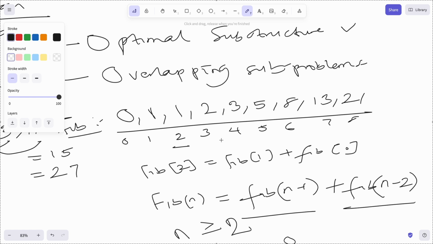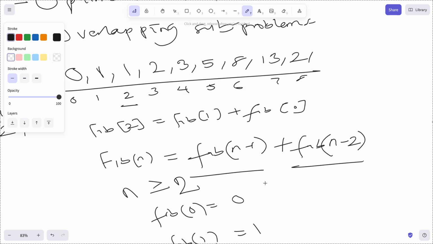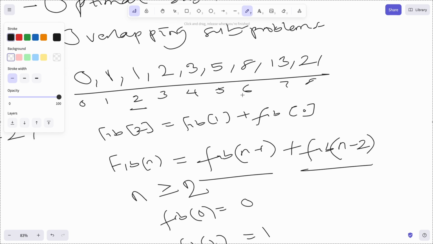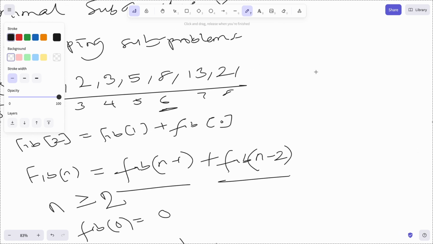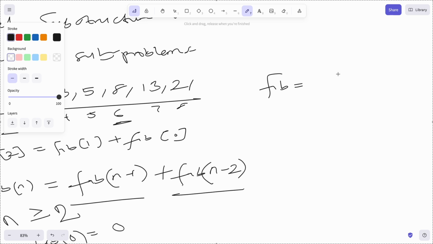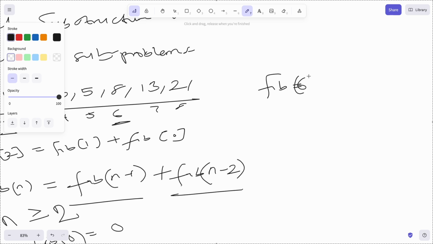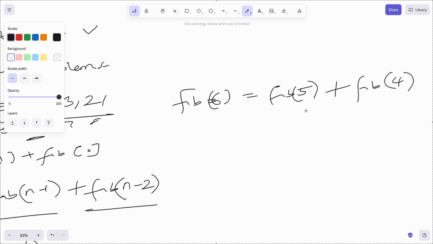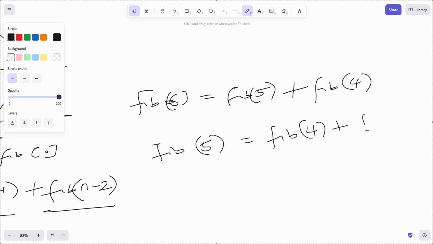The second one is overlapping subproblems. What that means is, hypothetically speaking, assuming that we need to figure out the fib of 6. We would say fib of 6 is fib of 5 plus fib of 4. But we don't know what fib of 5 is, so we need to solve for fib of 5 first. Fib of 5 is fib of 4 plus fib of 3.